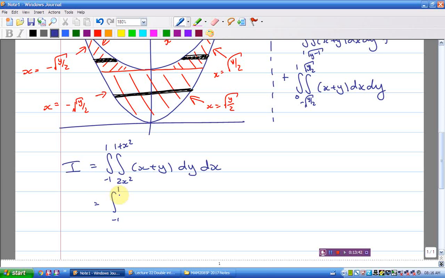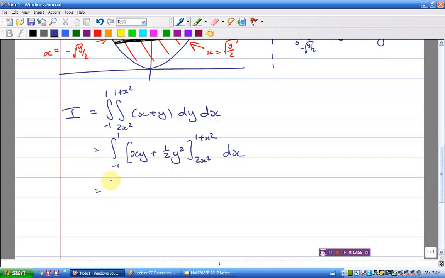Okay. So we say, what did I differentiate with respect to y to get x plus y? And the answer will be xy plus a half y squared. And then we plug those limits of integration into y. It'll be x plus x cubed, plus it'll be a half that squared. So it'll be a half.